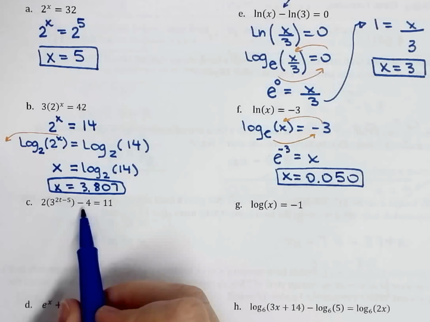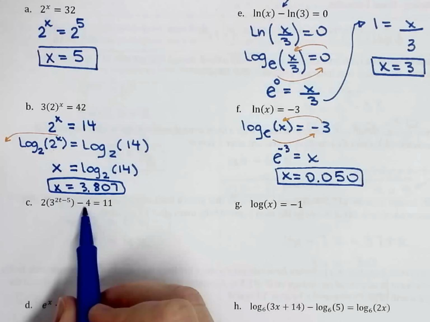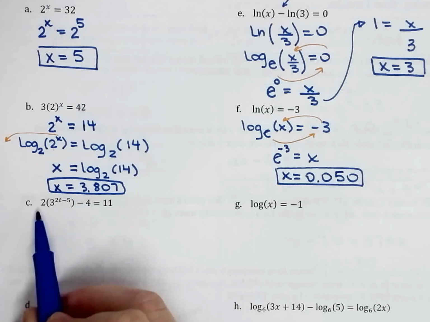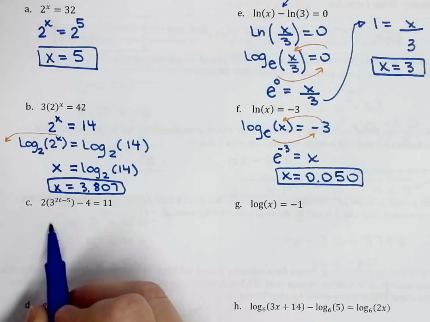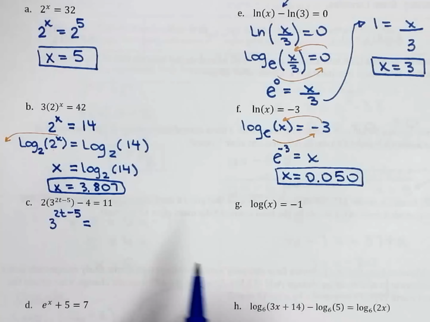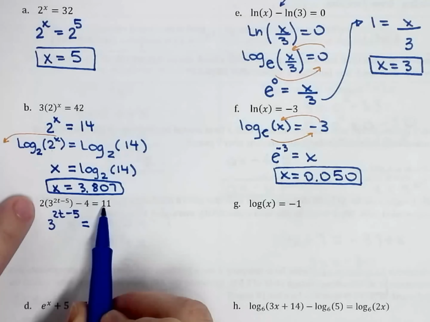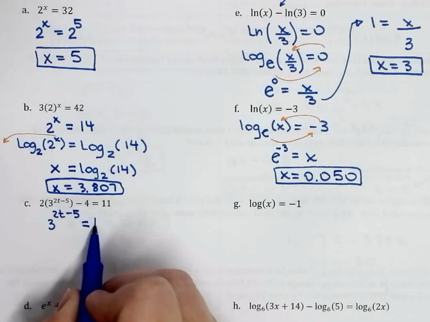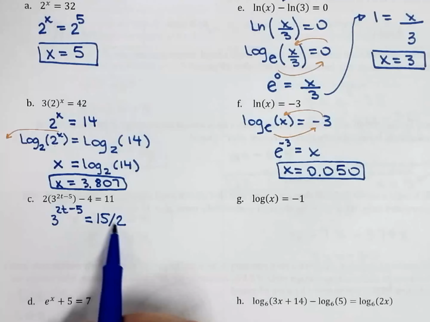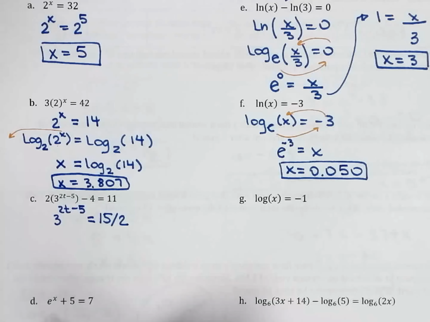Okay, so this one, we need to do a couple things before we can rewrite this. So first, I will add 4 to both sides. So 11 plus 4 is 15. Then you divide by 2. So I have 3 to the power of 2t minus 5 equals, again, plus 4 on both sides. That makes this 15. 15 divided by 2 is 15 over 2. Okay, there's nothing I can do to rewrite 7.5 as base 3. So I'm going to follow the same idea that I did to this one.